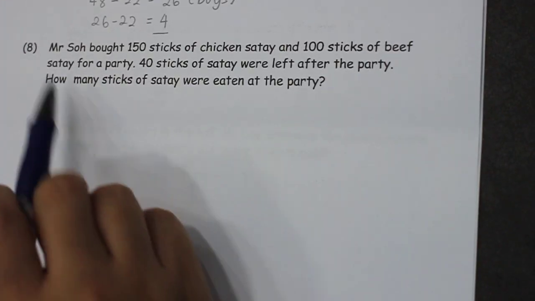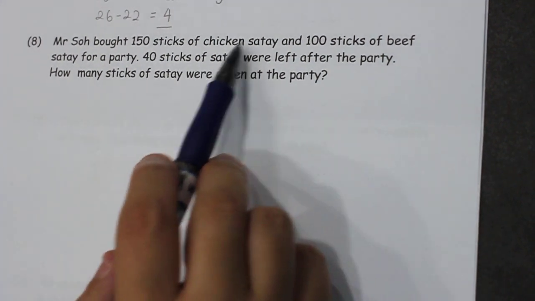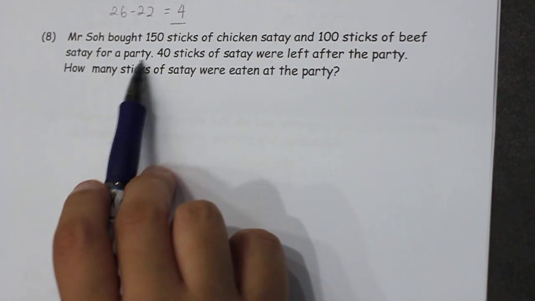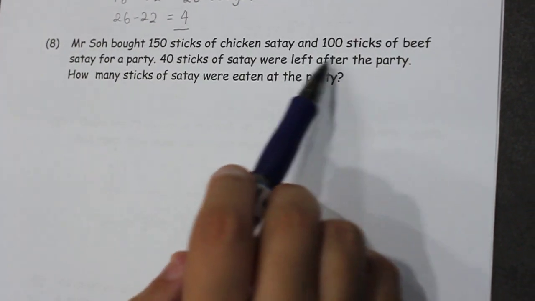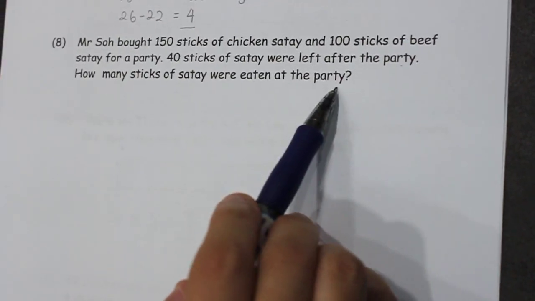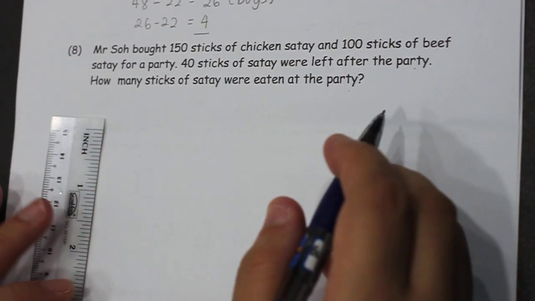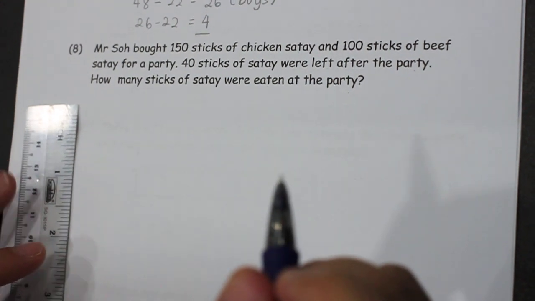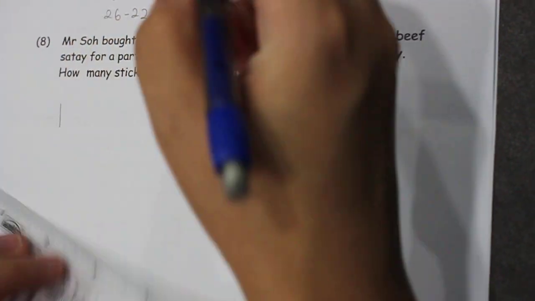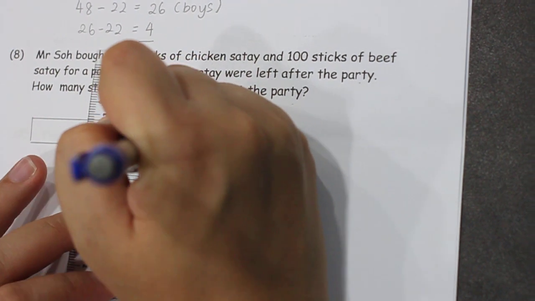We've come to the last question, question number 8. Mr. So bought 150 sticks of chicken satay and 100 sticks of beef satay for a party. 40 sticks of satay were left after the party. How many sticks of satay were eaten at the party? So for this question, we need to find the total sticks of satay that Mr. So bought. So we are going to draw 150 sticks of chicken satay.